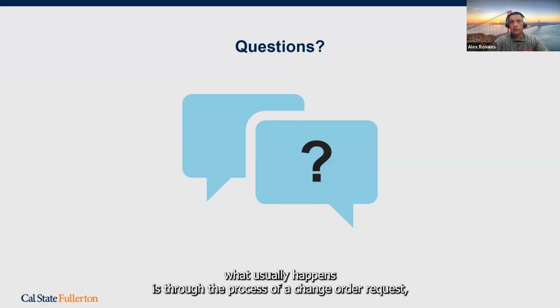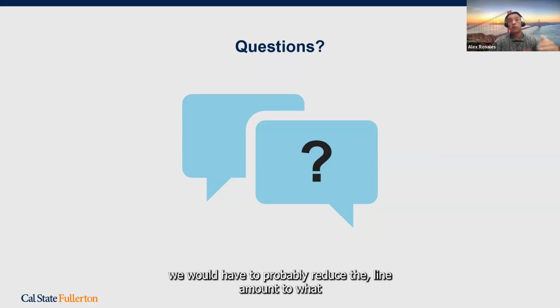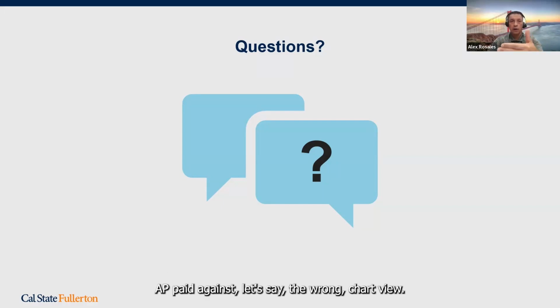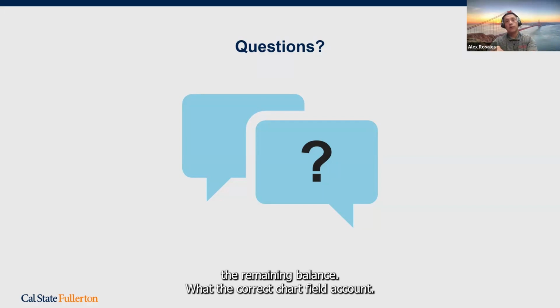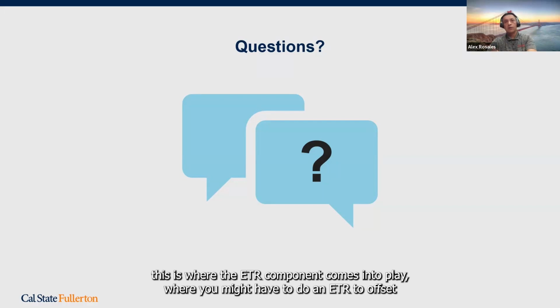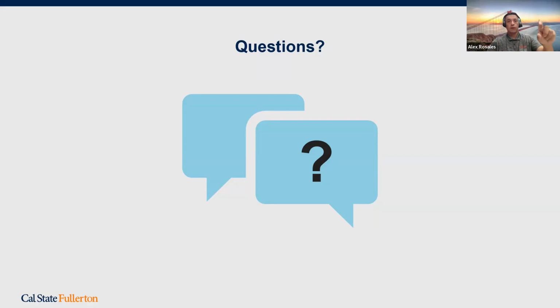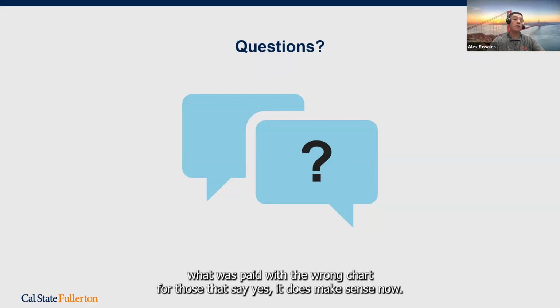What usually happens is through the process of a change order request, we would have to probably reduce the line amount to what AP paid against, let's say, the wrong chart field. And then we would, in purchasing, have to create a second line item for you to reference the remaining balance with the correct chart field account. And I think this is where the ETR component comes into play, where you might have to do an ETR to offset what was paid with the wrong chart field. Does that help? Yes, it does make sense now.